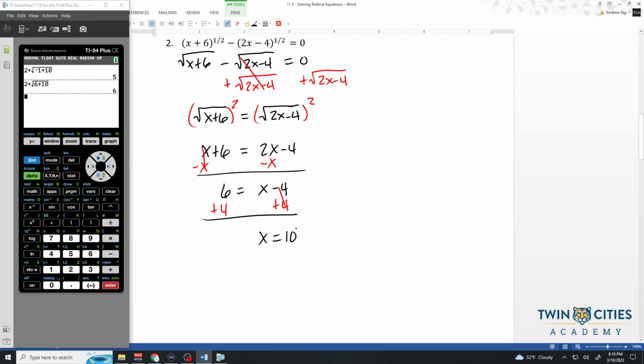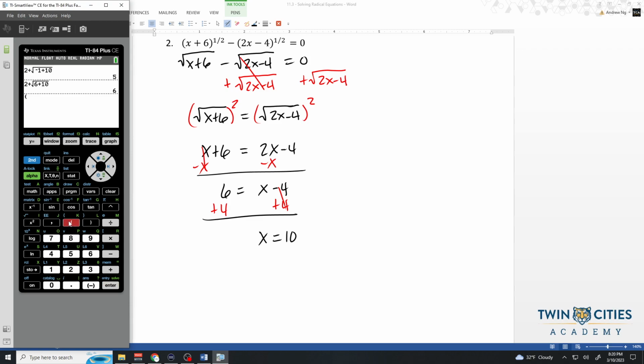Now again, I'm not going to box this just yet. What I want to do is go back to my original equation, and I'm just going to plug in what I find, x equals 10, see if this is true or not. So when I plug in (10 plus 6) to the 1/2 minus (2 times 10 minus 4) all to the 1/2, it should be equal to 0. Let's see if that happens.